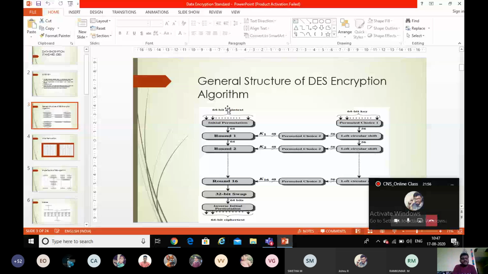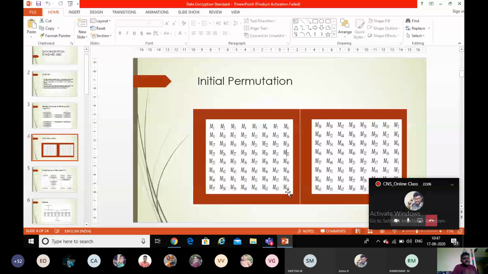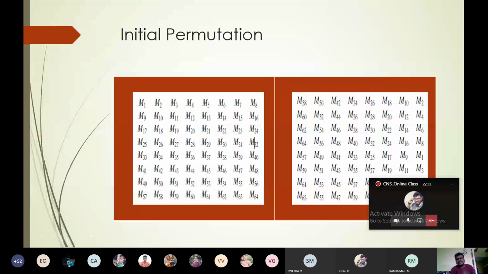At the end of initial permutation, the same data will be rearranged. This is an example for that rearrangement. Wait a minute, I'll make it a slideshow. So after initial permutation, the data will be rearranged. For example, M1 is here.